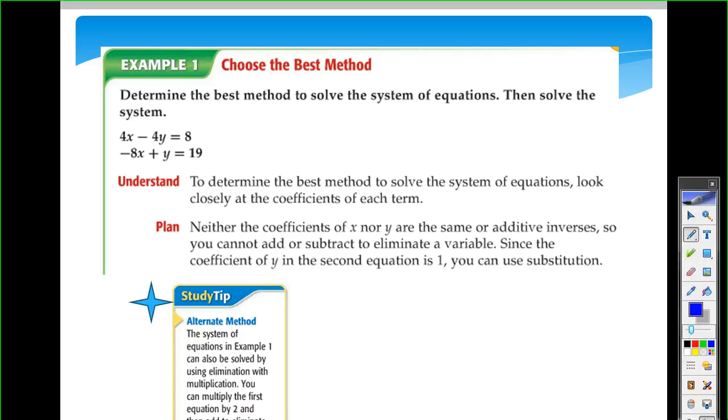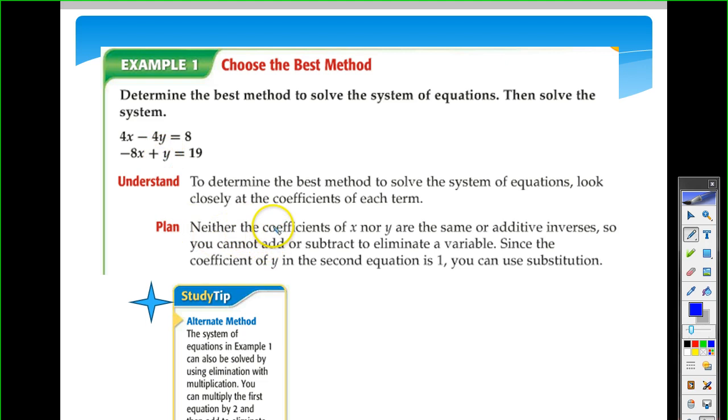All right. Example 1, choose the best method. All right, so here, determine the best method to solve the system of equations. Then solve the system. Okay, so here you have 4x minus 4y equals 8, negative 8x plus y equals 19. To determine the best method to solve the system of equations, look closely at the coefficients of each term. So you have 4, negative 8, and if there's no number here, that's an imaginary 1.